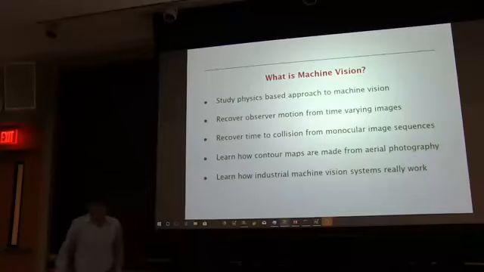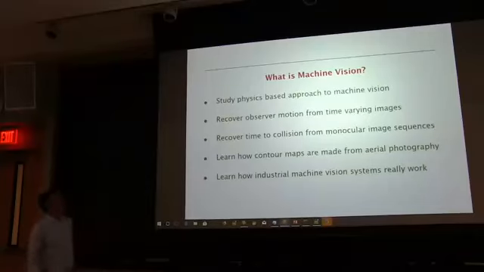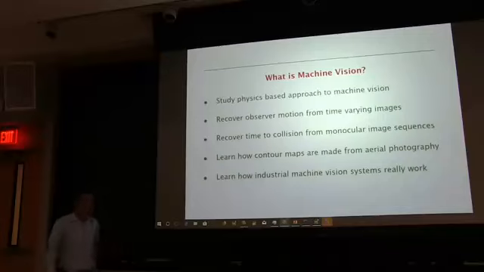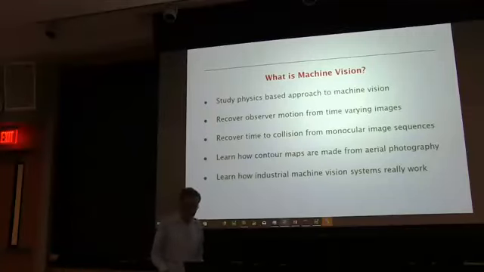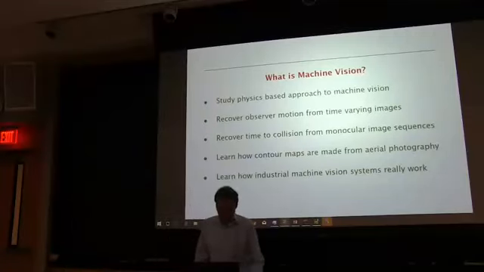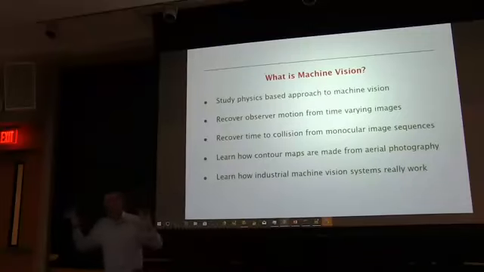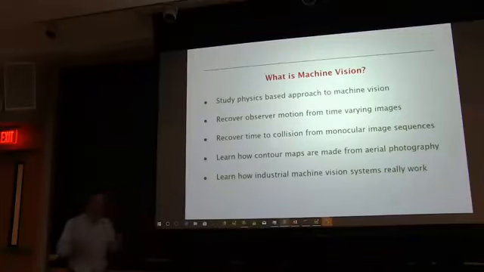So as I mentioned, we will take a physics-based approach to the problem, and we'll do things like recover observer motion from time-varying images. Again, we can think of autonomous cars. We can recover the time to collision from a monocular image sequence. That's sort of interesting because you think that to get depth, we might use two cameras and binocular vision, like we have two eyes and a certain baseline, and we can triangulate and figure out how far things are away.